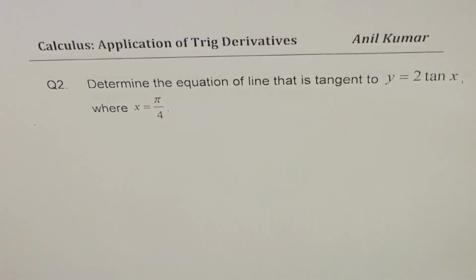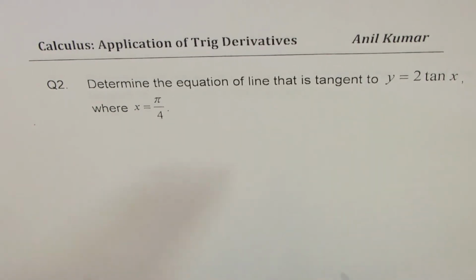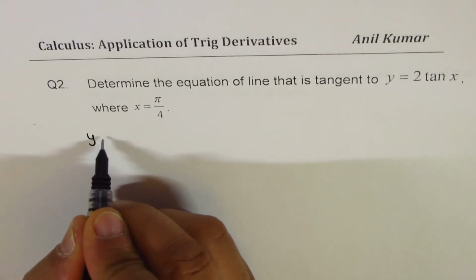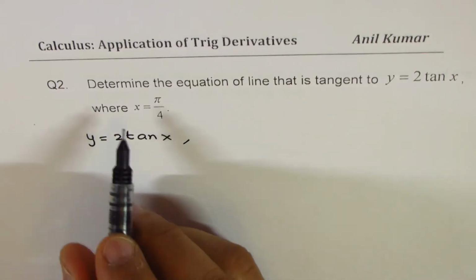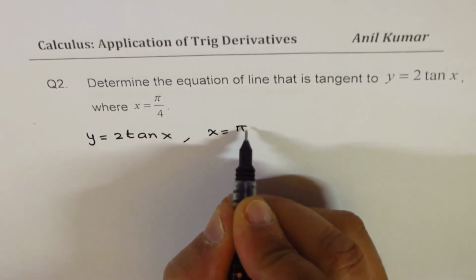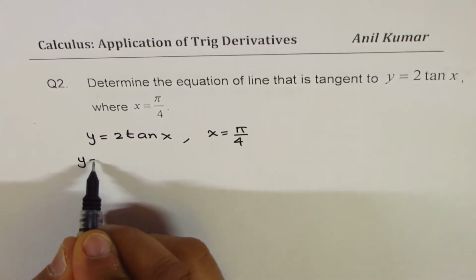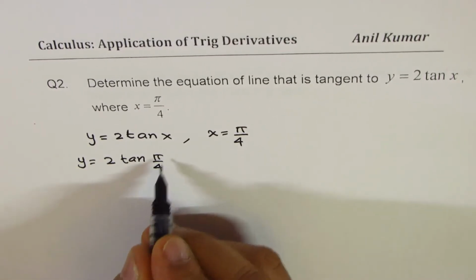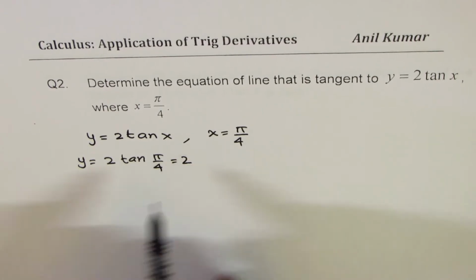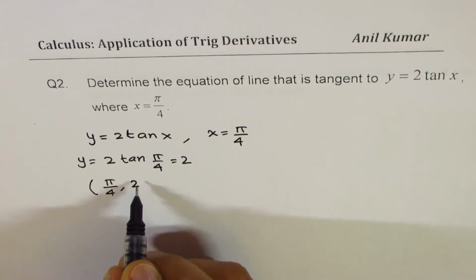Question number 2 here is, determine the equation of line that is tangent to y equals 2 tan x. So we are given a function y equals 2 tan x. We are looking for the equation of the tangent line at x equals pi by 4, right? So let's also find y at pi by 4. So y will be equal to 2 times tan of pi by 4, which is equal to 2. And therefore, the point really is (pi by 4, 2), right?